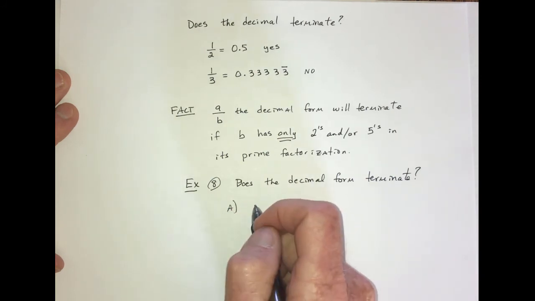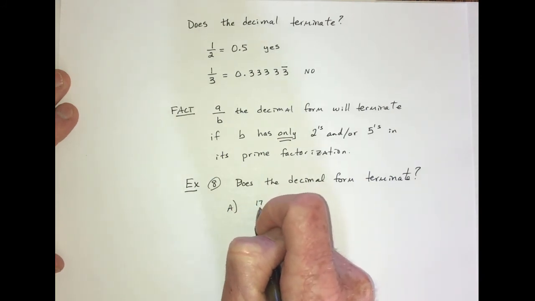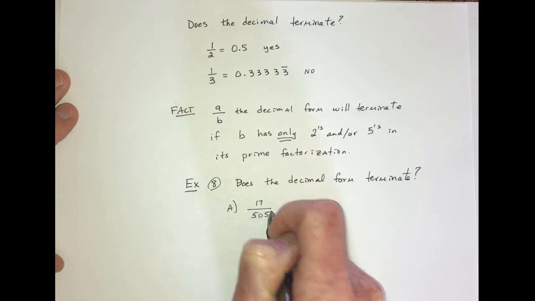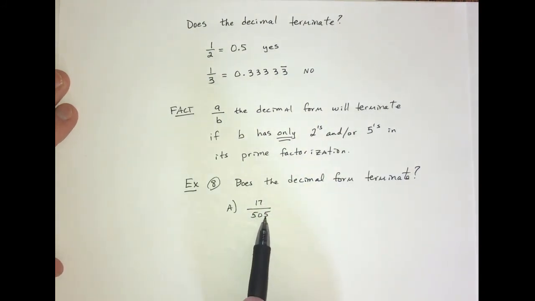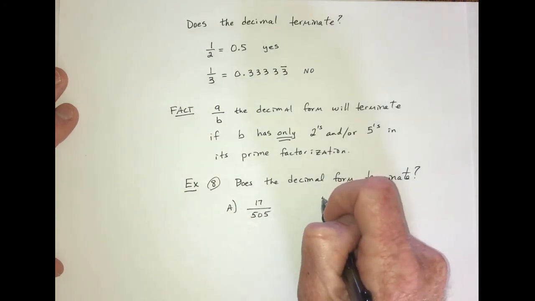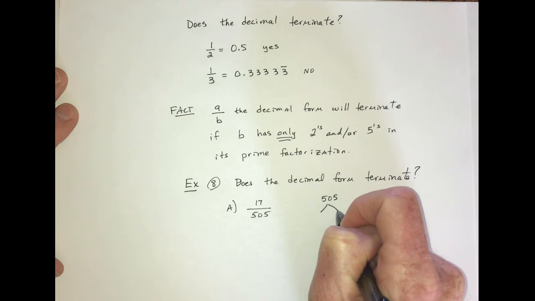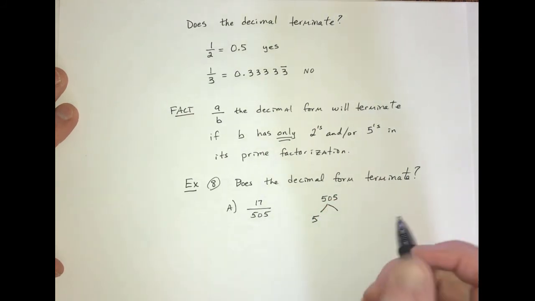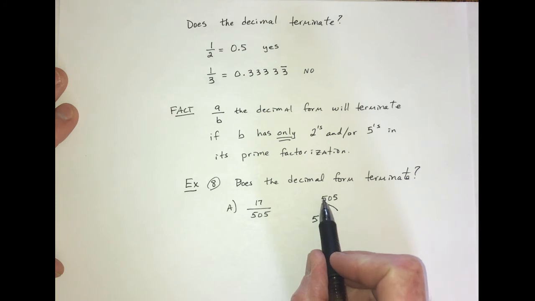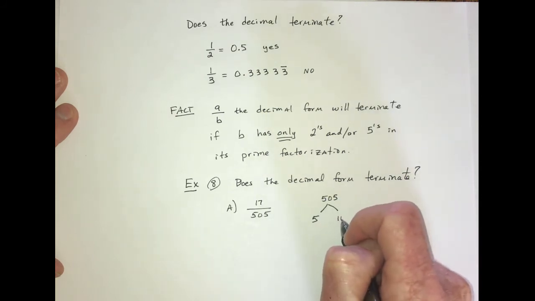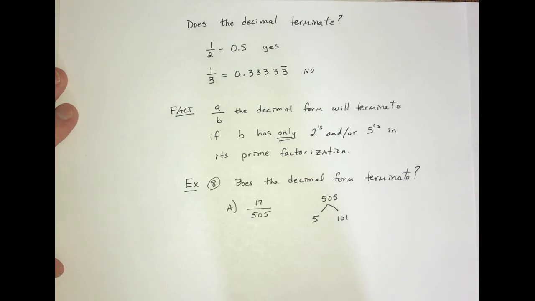So for A, how about 17 divided by 505? We just need to look at the denominator and then factor it. 505 ends in a 5, so I know it's 5 times something. 5 would divide into this 1 time, so it's 101. And then 101 is prime, so that means it's not following this rule. When you factor it, you should only get 5's and 2's, and this is not even divisible by 2.